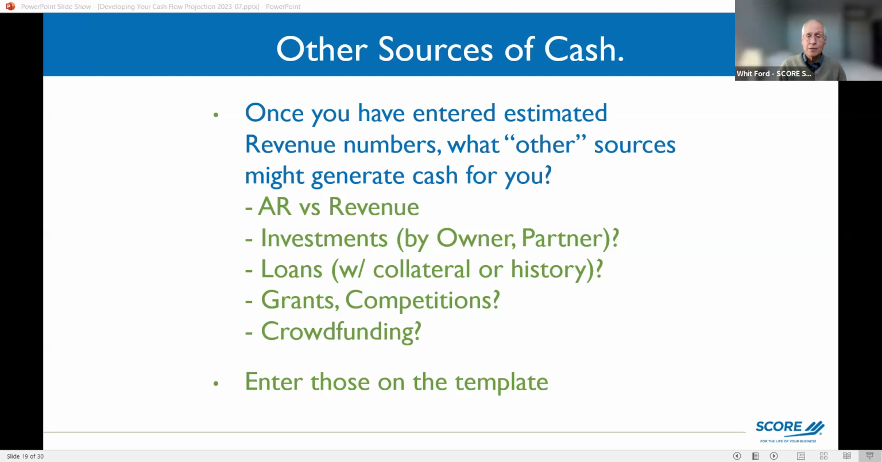Or you could get an additional investor infusion of cash. So if you're the owner, you as the owner might put more of your cash into the business to sustain it through the slow period. Or that might come from other investors.